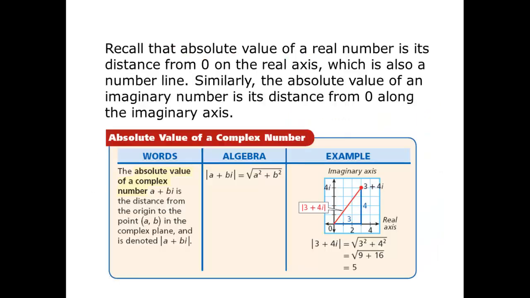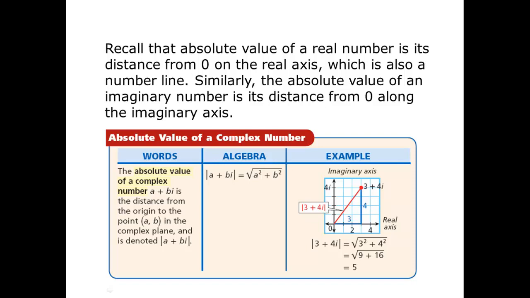Okay, looking at absolute value of a real number, we should remember that it's the distance from 0 on the real axis. The real axis, which would also be a number line. The absolute value of an imaginary number is its distance from 0 along the imaginary axis. So here we have absolute value of complex numbers written out in words and in algebra and as an example.